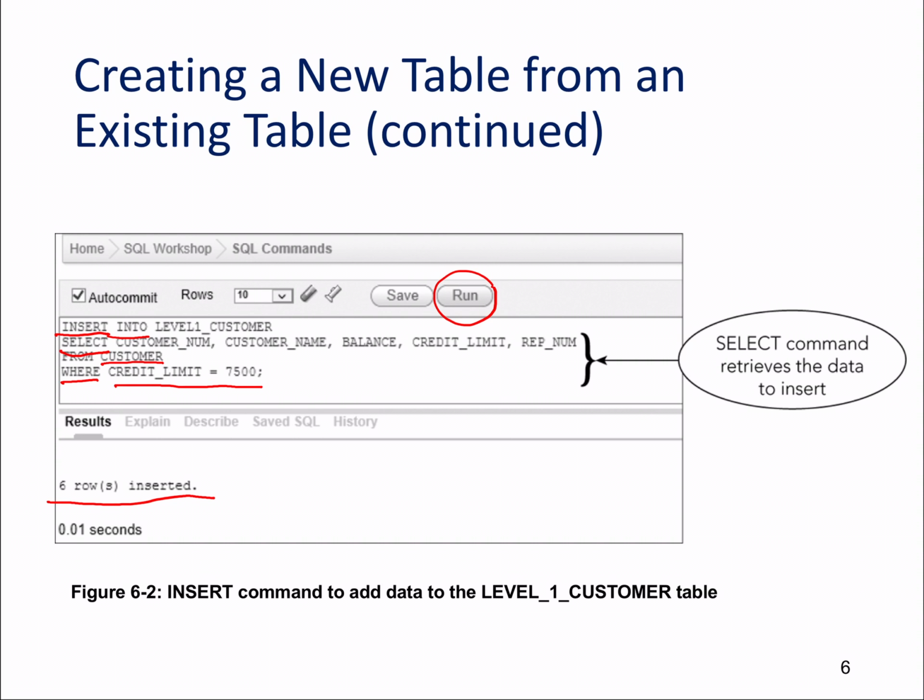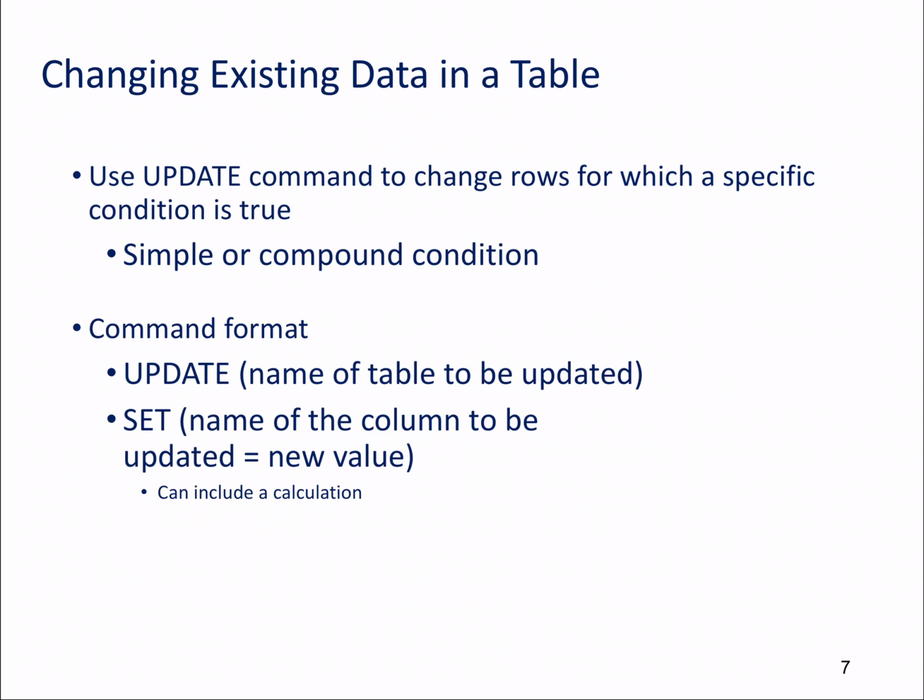Until now, you should have a level 1 customer table with 6 records in it. So this table can be used for our practice purpose in this chapter. We're going to practice the update commands on the level 1 customer table in this chapter. So basically, we're going to try to update some data according to our purpose.